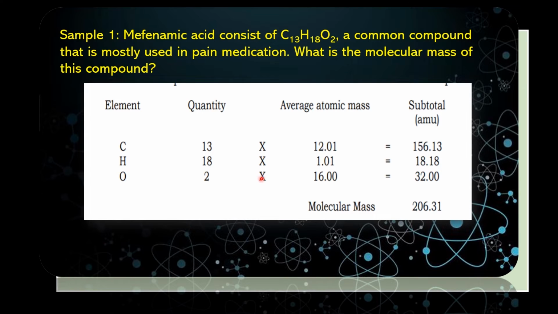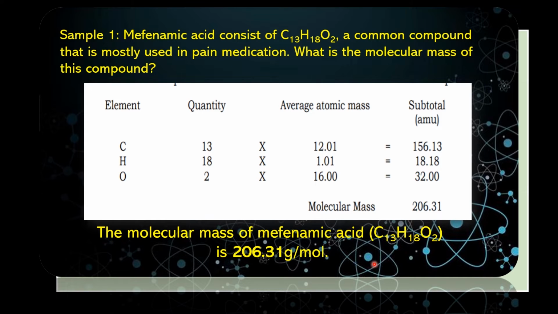Then, grab your periodic table and get the atomic mass. So for carbon, that is 12.01, hydrogen 1.01, and oxygen is 16. You multiply the number of atoms with the average atomic mass. After that, after getting the products, get all the sum. So the molecular mass of mefenamic acid is 206.31 grams per mole.